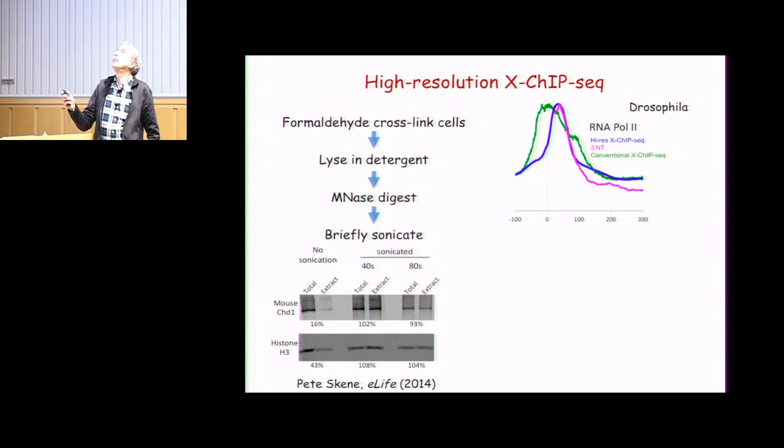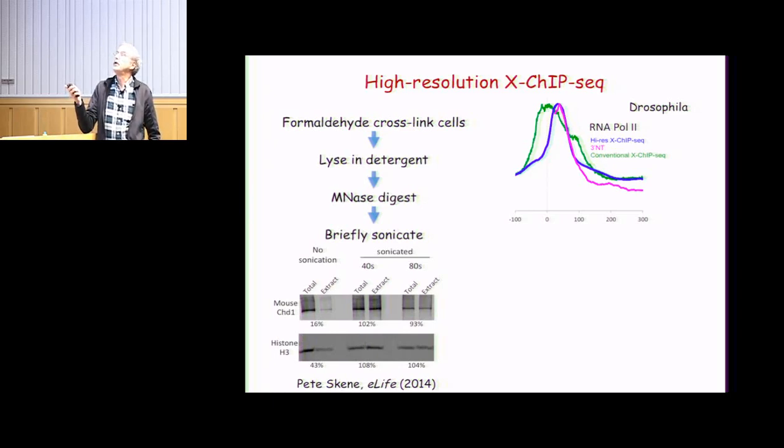If you're wondering about what's wrong with conventional ChIP, you're basically seeing it over the transcriptional start site. We think that's a sonication artifact. So just be aware that, as usually practiced, ChIP has some issues. But it looks like this high-resolution X-ChIP works pretty well.